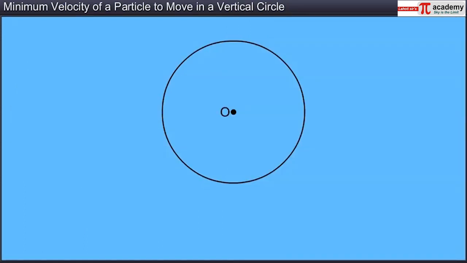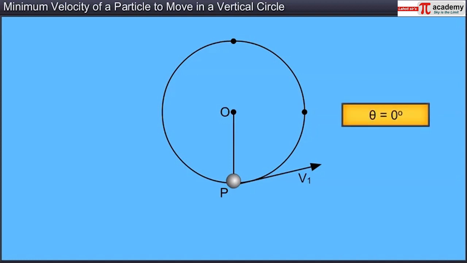Let us consider 3 positions of the particle: the lowest point on the circular path, the point midway along the circular path when the string is horizontal, and the highest point on the circular path. In the first case, the particle is at the lowest point P of its vertical circular path. At this point, theta is 0 degrees. Let the tension in the string be Tp.